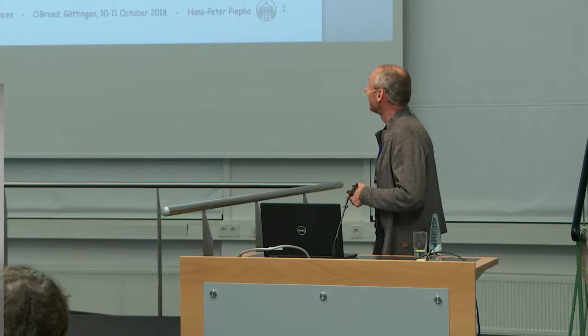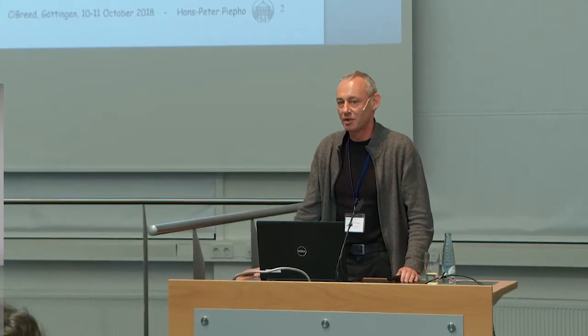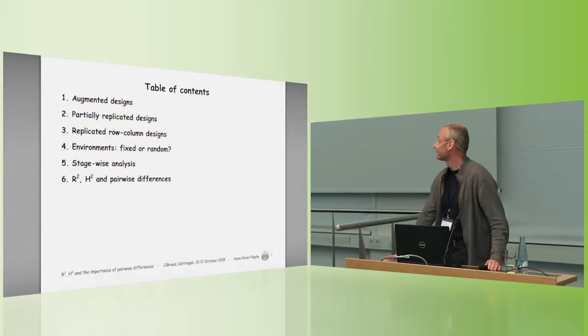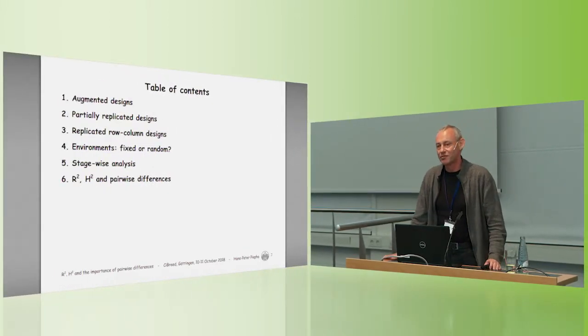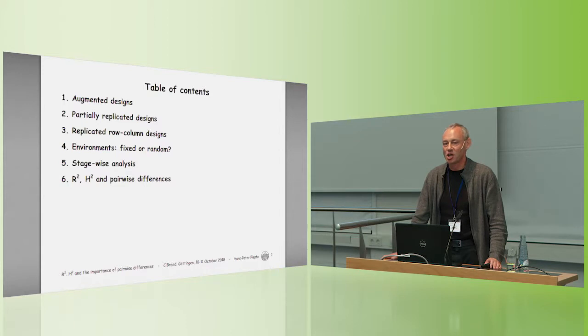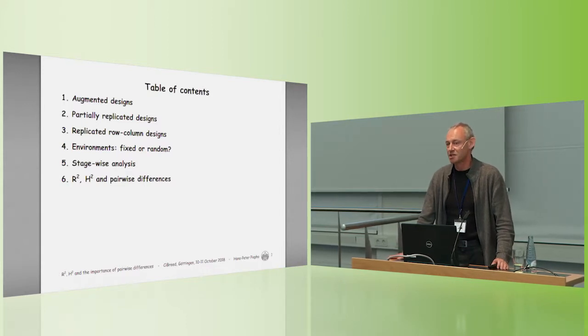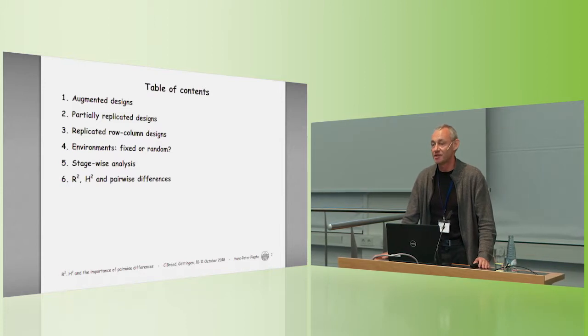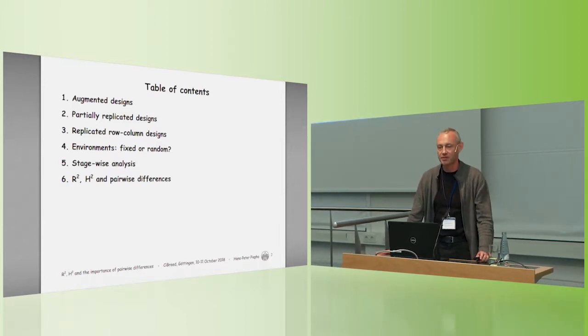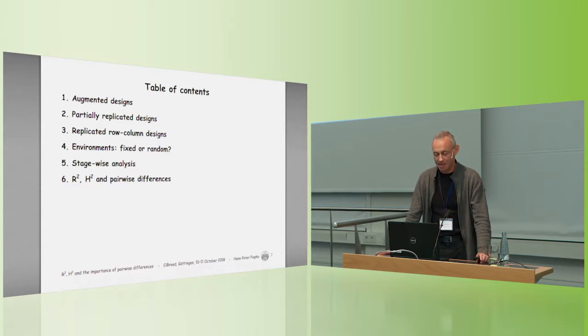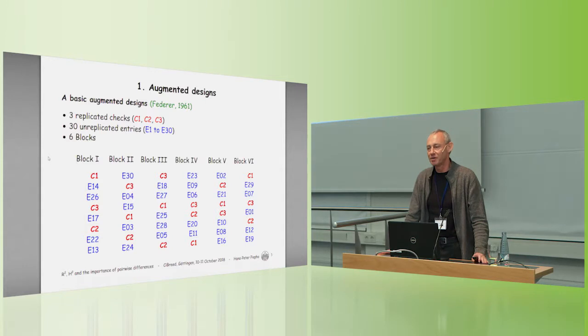And this is my table of contents. As you'll see, I'm going to be talking a fair bit on experimental design before I come to heritability and coefficient of determination. The reason why I'm focusing on experimental design is mainly because I want to motivate why I'm focusing on pairwise differences in the assessment of heritability as well as the efficiency of experimental designs. And then I have two preliminaries on whether environments should be considered as fixed or random, and on what I call Stagewise analysis. So right into the examples.